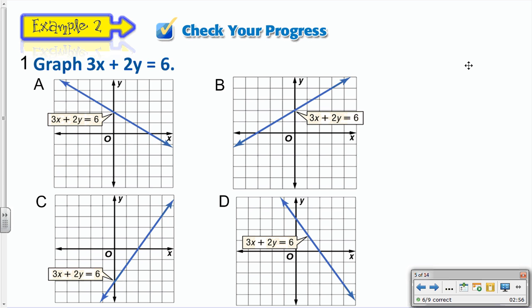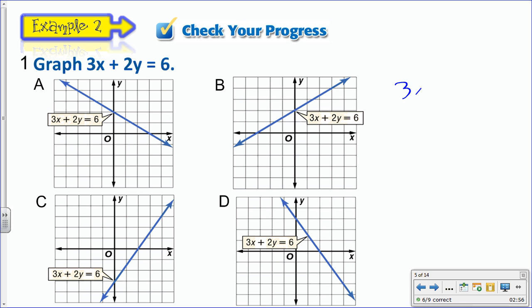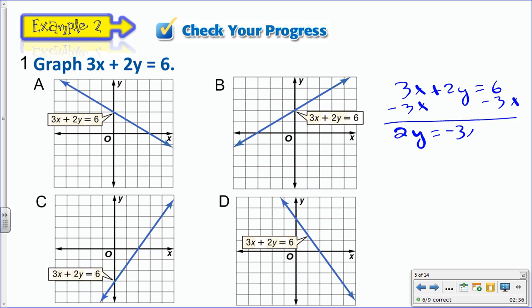Okay, you guys, walk me through it. Okay, so subtract 3x. 2y equals, I'll put the 3x in front. Yeah. Okay, good. It's negative 2, right? All of it by two. Good. Plus three.